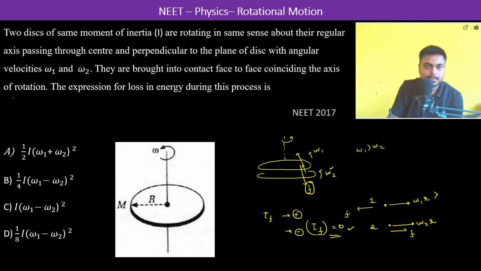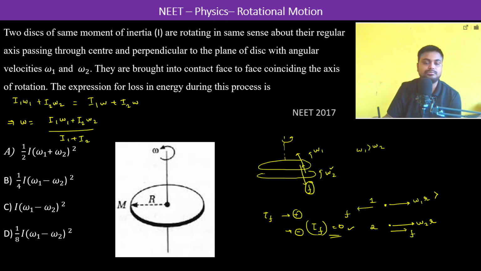So I1 omega 1 plus I2 omega 2, which is the angular momentum initially, will be equal to I1 omega plus I2 omega. Therefore omega becomes I1 omega 1 plus I2 omega 2 divided by I1 plus I2. Now the expression for loss in energy during the process. Since the moment of inertia is the same, we have omega as omega 1 plus omega 2 divided by 2.